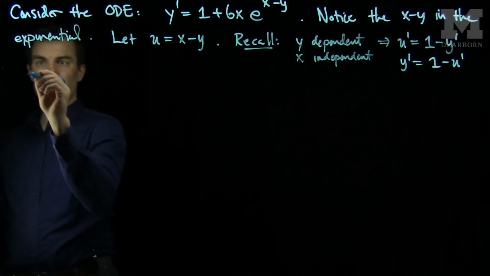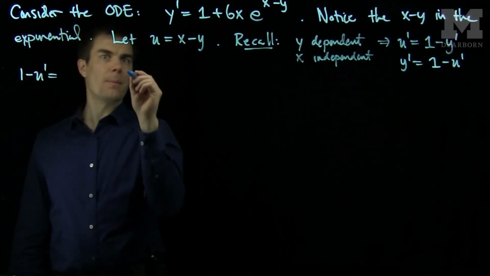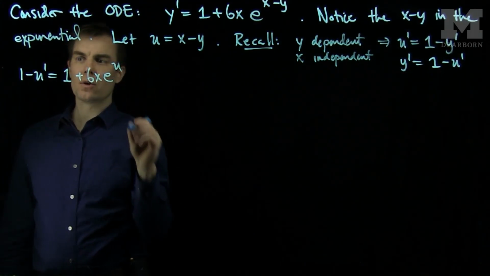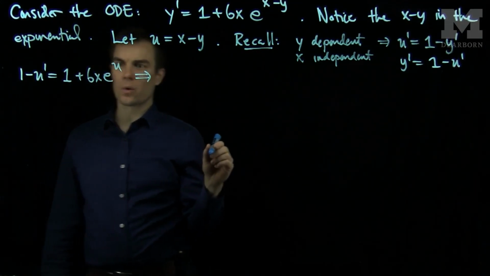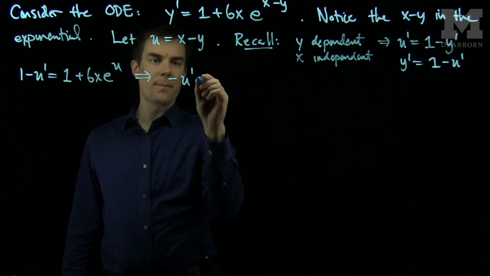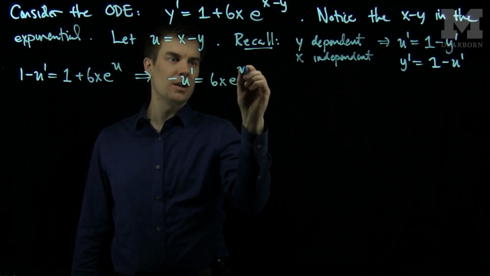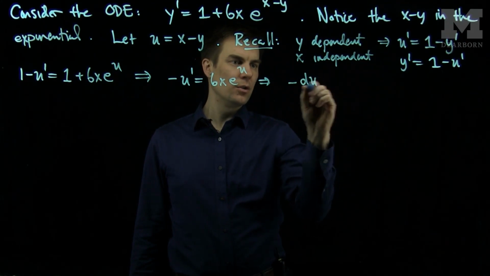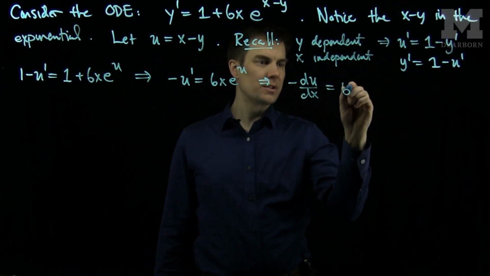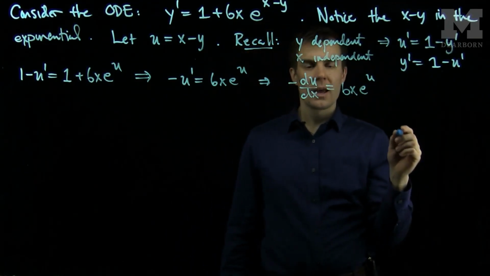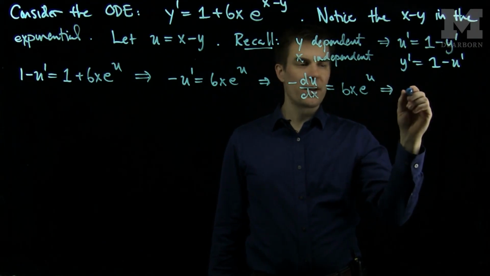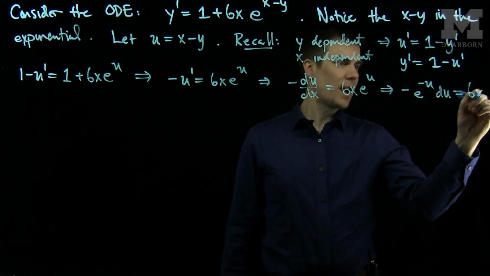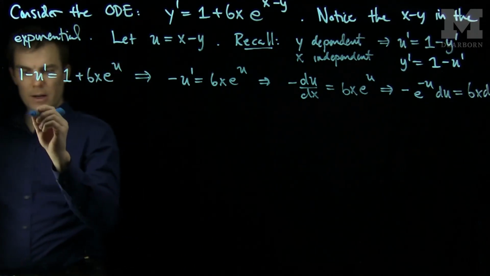Our original equation will now become 1 minus u prime, which is my y prime, is equal to 1 plus 6x, the x remains the same, e to the u. Now there's a 1 on both sides of the equation, so the 1 will cancel out. So I will have negative u prime is equal to 6x e to the u. Now we will write this in differential form as negative du dx is equal to 6x e to the u. And I will separate the equation, writing this as negative e to the negative u du is equal to 6x dx. And now we solve by integrating.